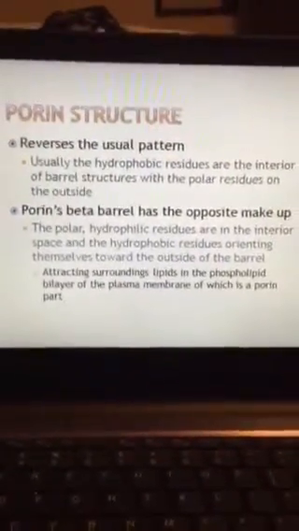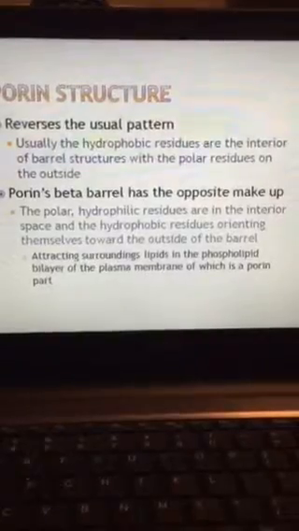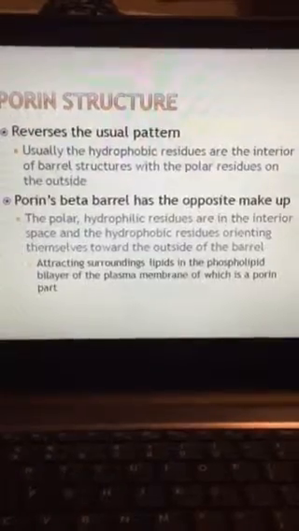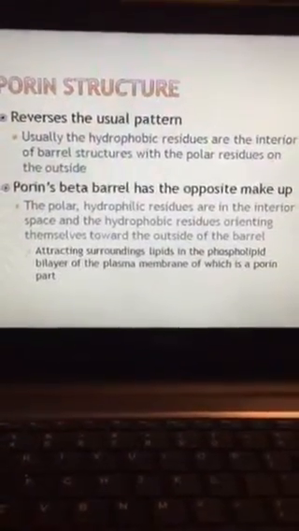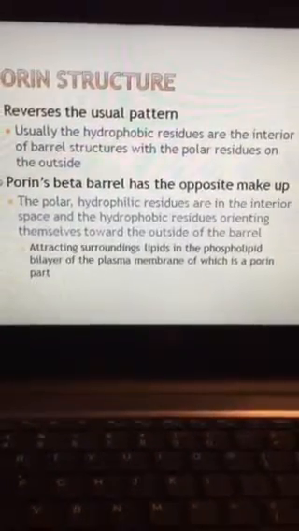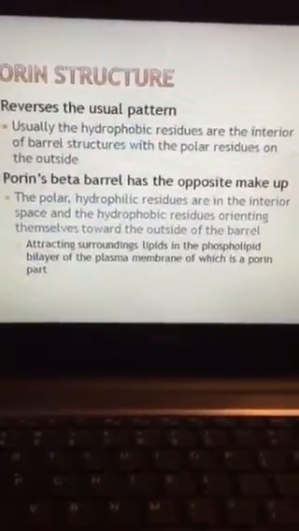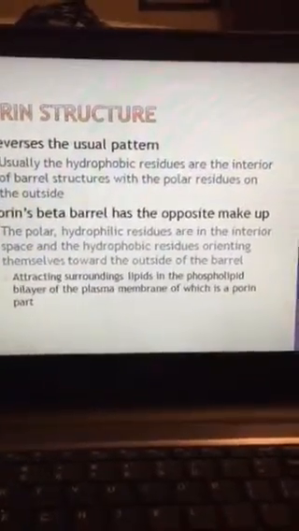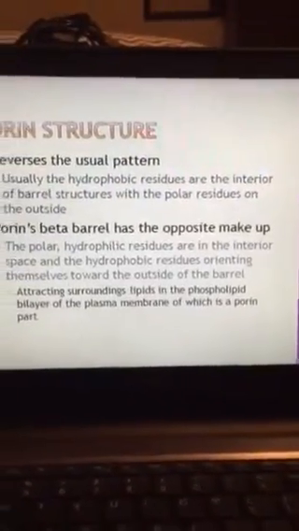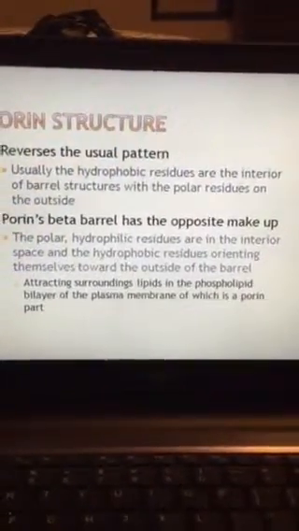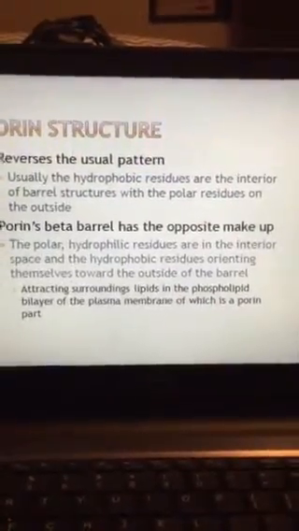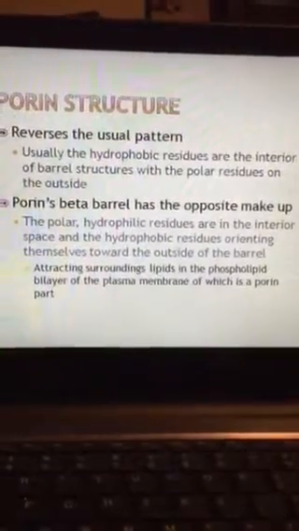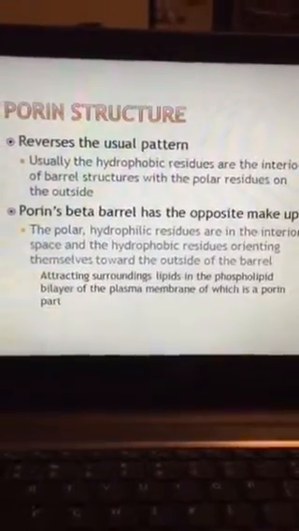The structure reverses the usual pattern. Usually the hydrophobic residues are on the interior, and polar residues are on the outside. Porin's beta barrel has an opposite makeup, because the polar hydrophilic residues are on the inside, and the hydrophobic residues flip to the outside. This is because porin's in the membrane, and it has to attach. So it has to be opposite in order to cling to it. The hydrophobic and hydrophilic regions of the beta barrel structures have to flip, attracting surrounding lipids in the phospholipid bilayer of the membrane, of which porin is a part.